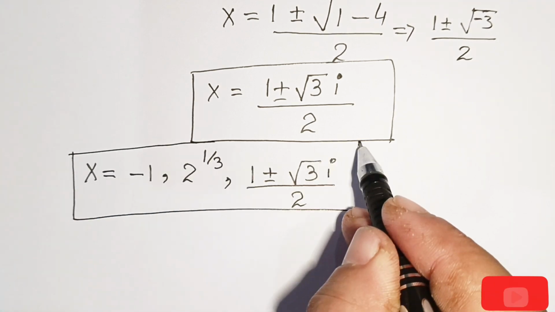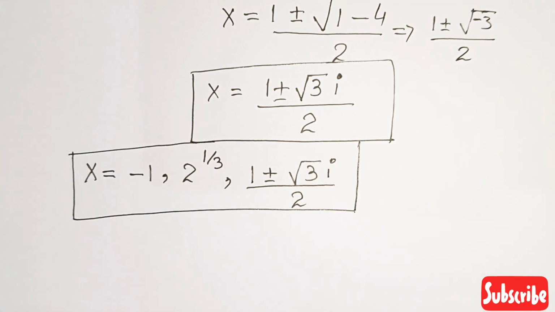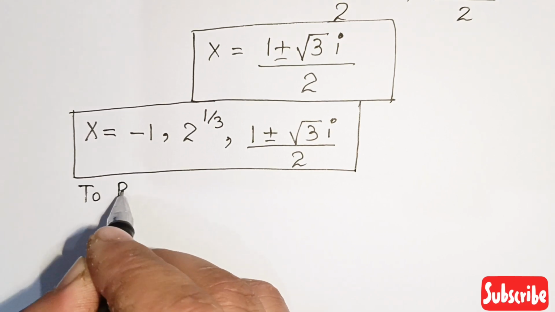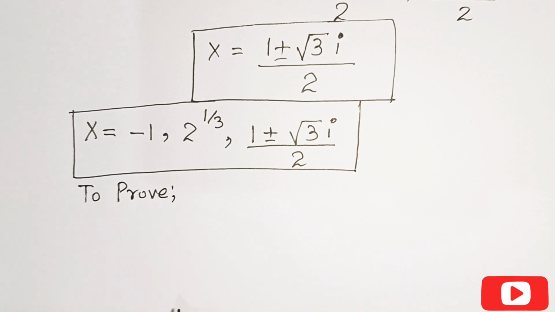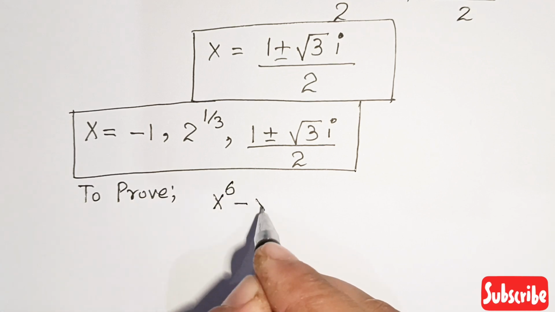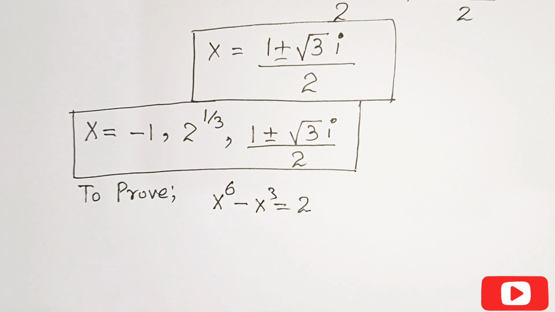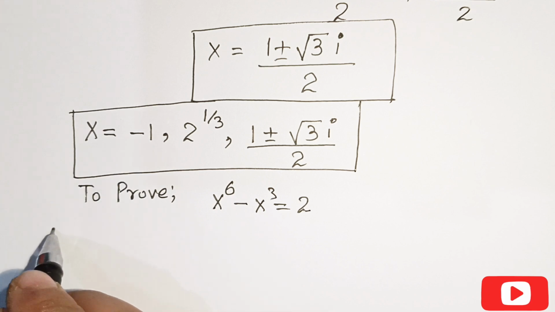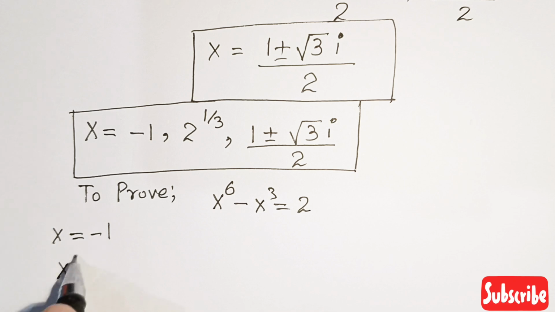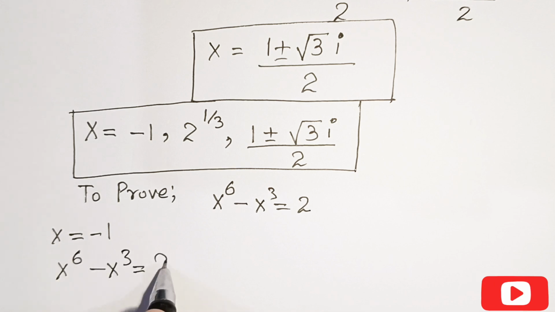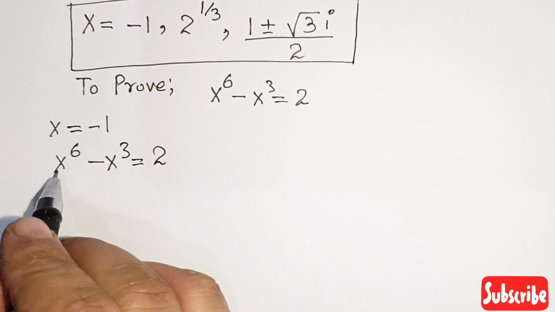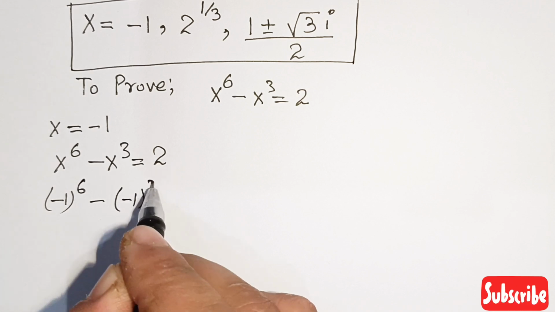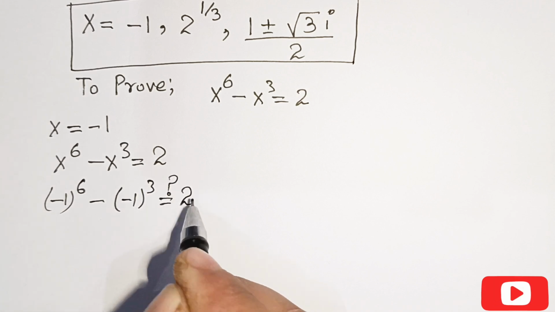Now we have to just verify our result. So to prove our problem, we have to recall our problem, which is x to the power 6 minus x cubed is equal to 2. Now putting these values here, first of all minus 1. So if x is equal to minus 1, then x to the power 6 minus x cubed is equal to 2. Now this x is minus 1, so minus 1 whole to the power 6 and minus 1 whole cubed, is it equal to 2.